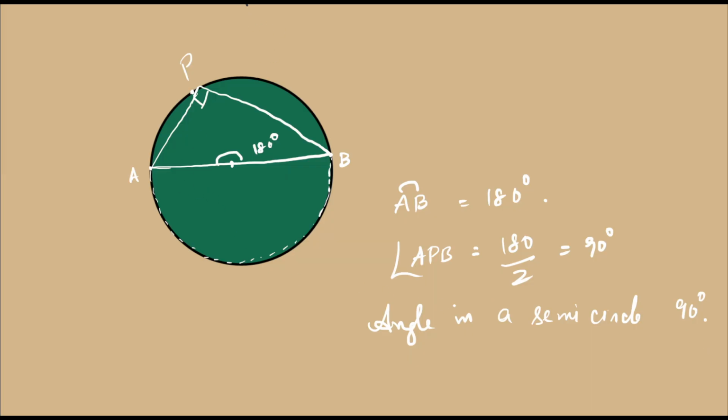So wherever this angle is, suppose I draw it this side and call it P1, AP1B would also be equal to 90 degrees. So this is the proof for angle in a semicircle is equal to 90 degrees. It follows from the inscribed angle theorem.